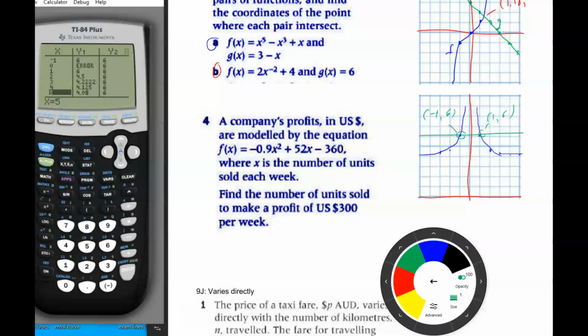And just to confirm, well, I mean, we can see it here, right? 1, 6, then there's an intersect there. And -1, 6, right? But if you wanted to use second calc intersect, you just do second calc intersect, and then you hit enter 3 times. Okay. So I do second calc intersect, which is number 5. First curve is f of x, yes.